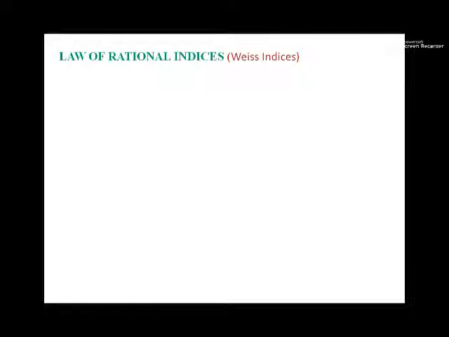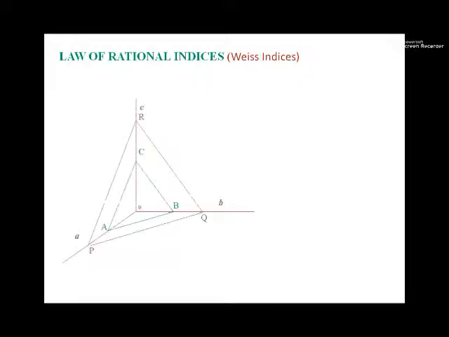First, before the proper indices scheme, Weiss gave the law of rational indices. What does it mean? Take these three coordinate axes. This is the x-axis, this is the y-axis, this is the z-axis, and this point is the origin.